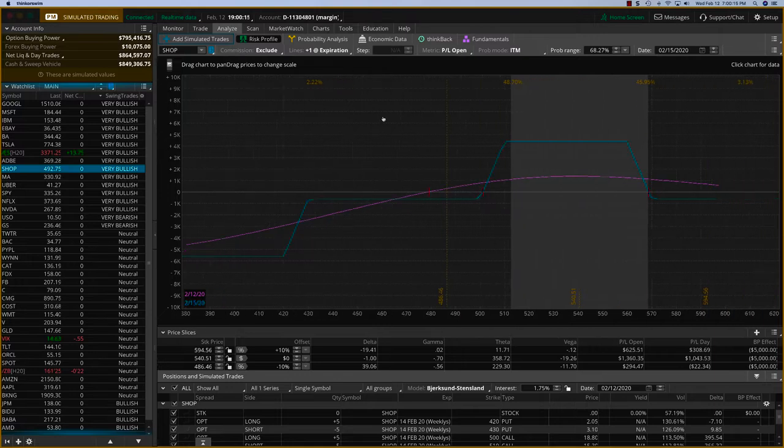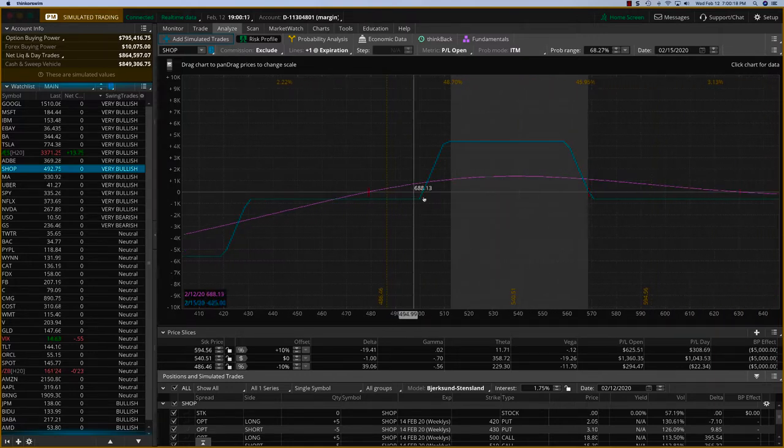So Shopify, what we did was we had a bull call and then a bear call behind it, taking into consideration the expected move, and so now it's sitting right in front of this tent here. So we're already up close to $1,400, but the potential is to make about $4,300.